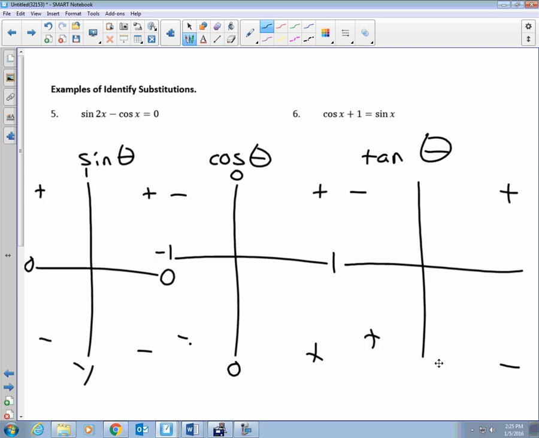Second of all, let's look at this. What is 0 divided by 1? 0. So tangent is 0 right there. Let's go up to this spot. What is 1 divided by 0? Anything divided by 0 is undefined.